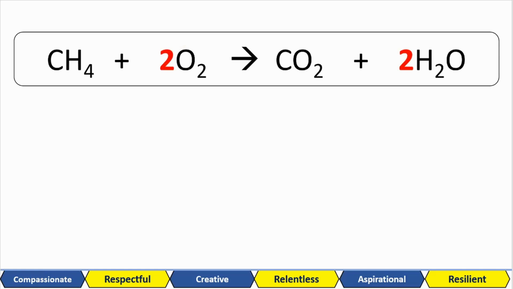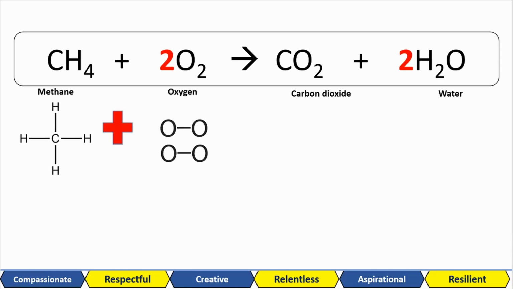To do bond energies, let's take a standard combustion reaction. Here I have 1 mole of methane reacting with 2 moles of oxygen to produce 1 mole of carbon dioxide and 2 moles of water. If you don't understand what the big and small numbers mean, check out my video on balancing equations.